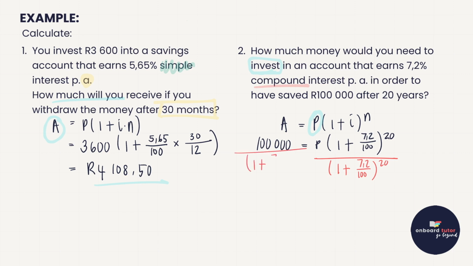So 1 plus 7,2 over 100 to the power of 20. And then those are going to cancel out, which means I'm just going to have P on the one side, and the rest I can type into my calculator. You'll start to notice that I do as few calculations as possible in between, because we don't want to round off unnecessarily. So you want to try and keep it like this and then just calculate it all in one go.